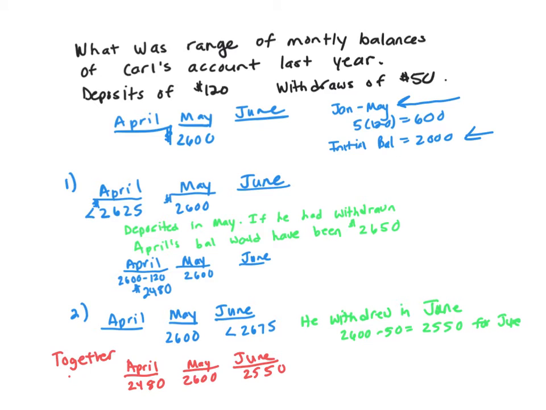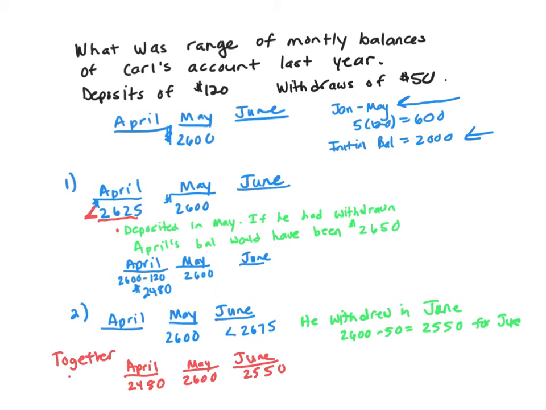All right, clue 1. April's balance is less than $26.25. And May's balance is $2,600. So what that means is he deposited in May, because if he had withdrawn, April's balance would have been $2,650. Is that right? Yeah, he deposited. Otherwise, this number here would have been $2,650.